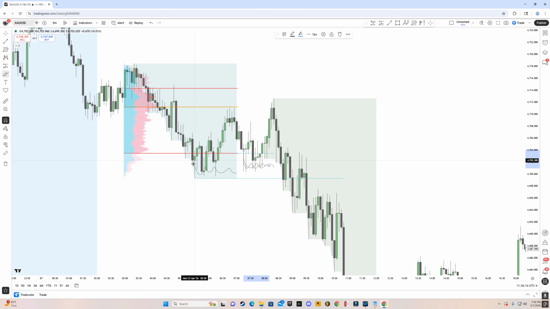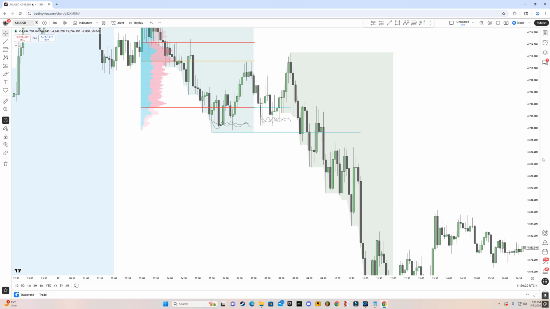Look at this over here. Look at this over here. So a breakout, yes, you could take it. Just risk low on the setup, and then you can play it both ways.